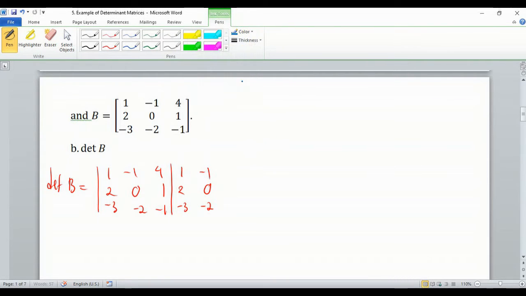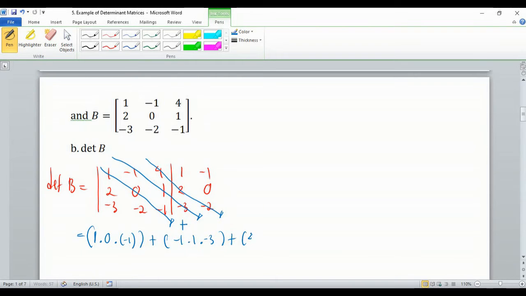So from this one, we need to make the top left to bottom right, and then the sign to be positive. So this one we can write to be 1 times 0 times minus 1 plus top left to bottom right, it's minus 1 times 1 times minus 3 plus top left to bottom right. So this one 4 times 2 times minus 2. So this is for positive.